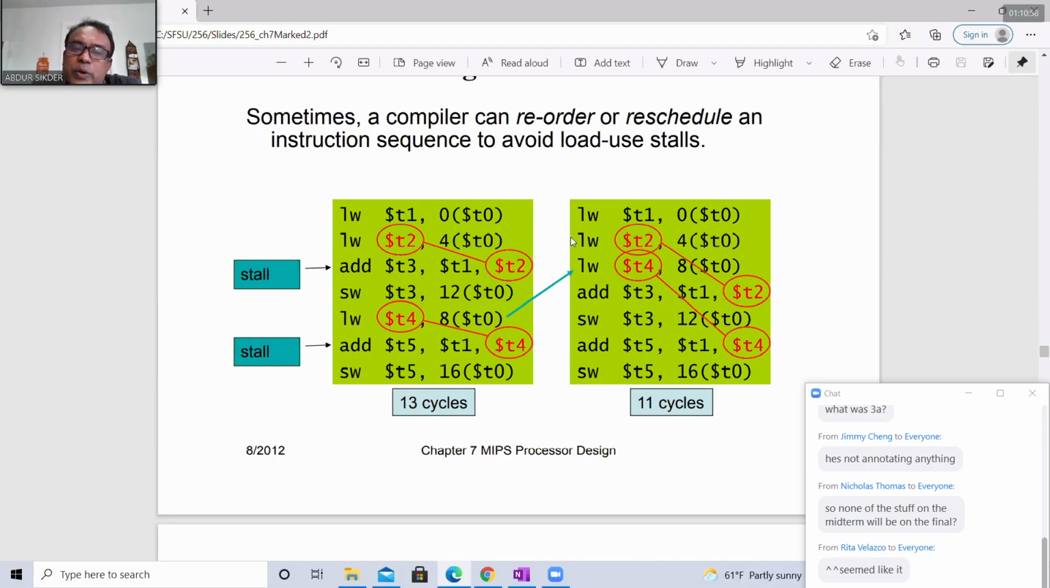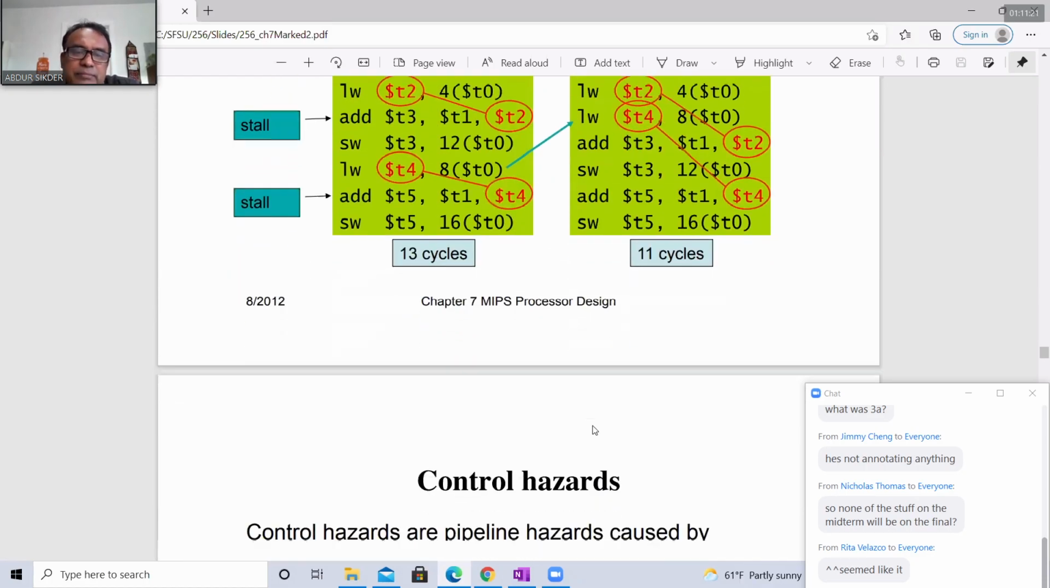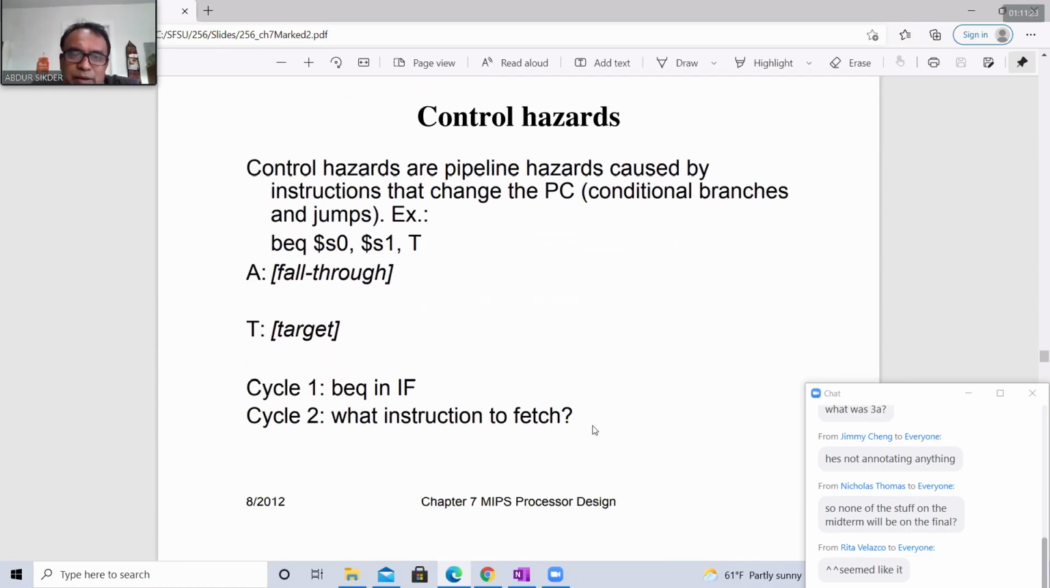See, load word we move from here to there, the third, and then the add is there. So instead of store word, you put this add instruction there, and this will save you 2 cycles. So this is an example. You can save time.